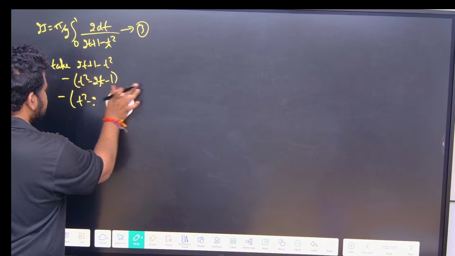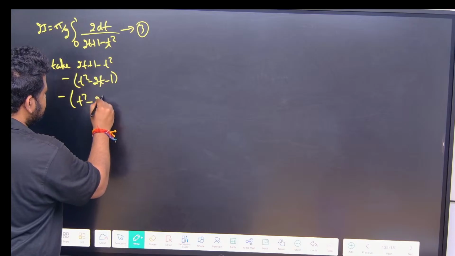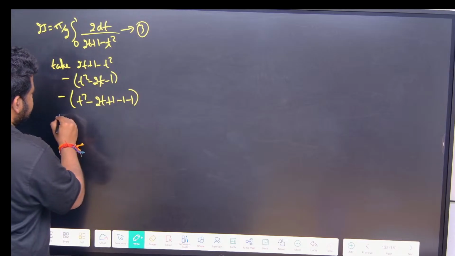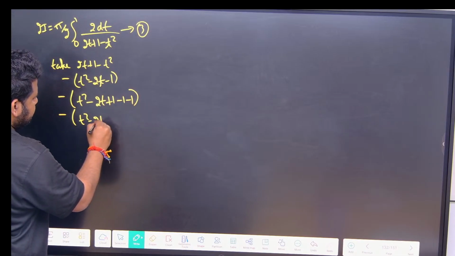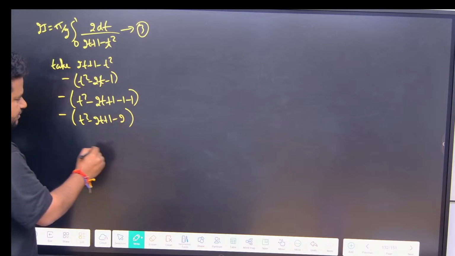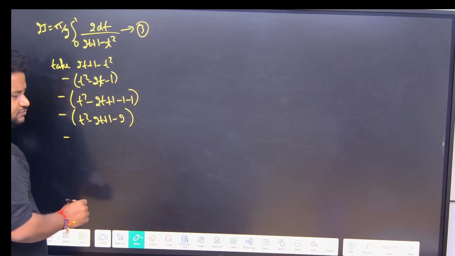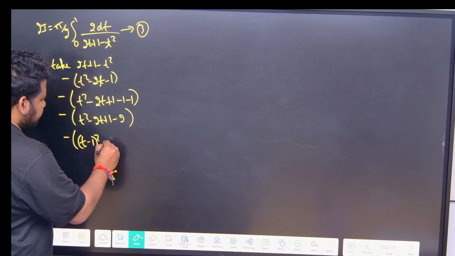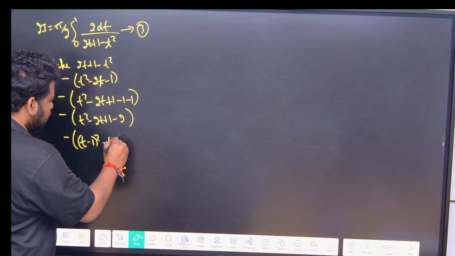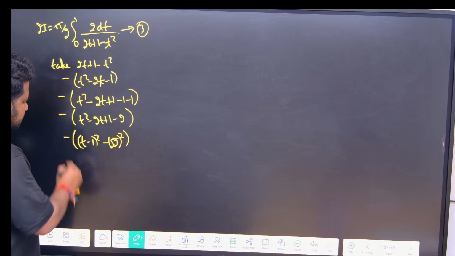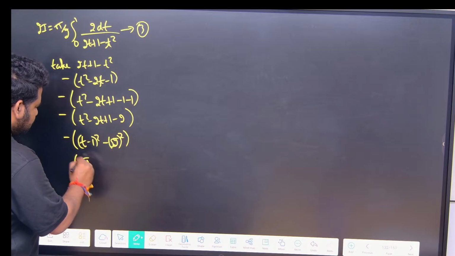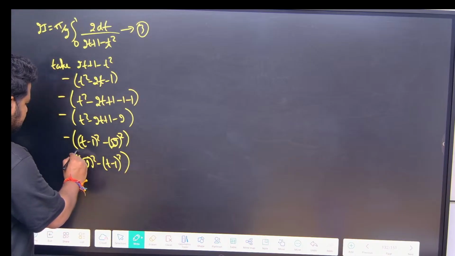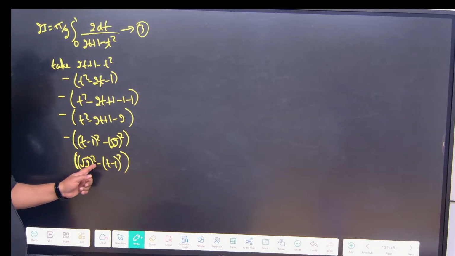So this will become minus 1 minus 2t, plus 1 minus 1 minus 1. This will become t square minus 2t plus 1 minus 2. So t square minus 2t plus 1 is t minus 1 whole square, minus root 2 whole square. If I send minus inside, this will become root 2 whole square minus t minus 1 whole square. This is what I will be having.